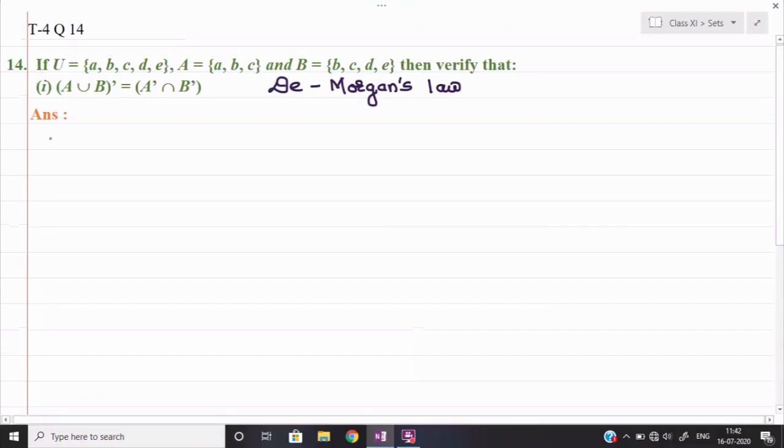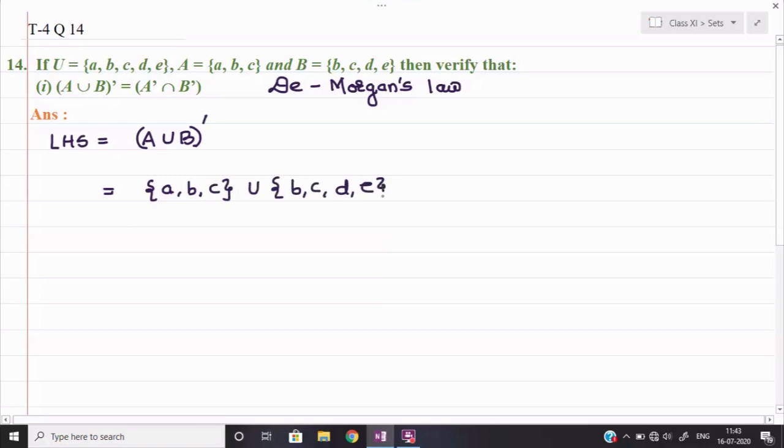First I am taking the left hand side. I will show LHS is equal to RHS. So LHS, what is given here, (A union B)' is given to us as LHS. So first I will find out the union. What is A here? A comma B comma C. Its union I am finding with B, that is B comma C comma D comma E, and then the whole dash is applicable as it is, right?